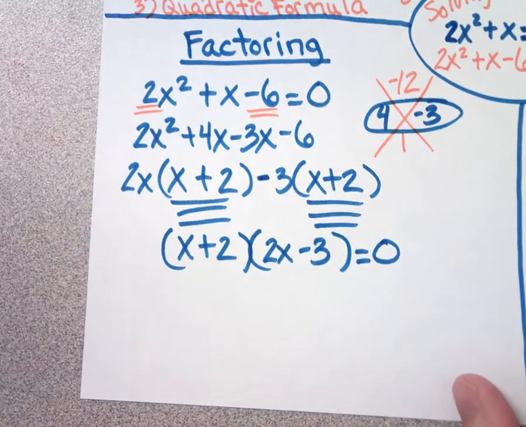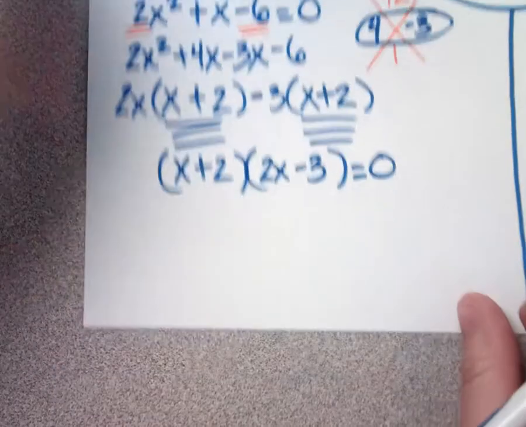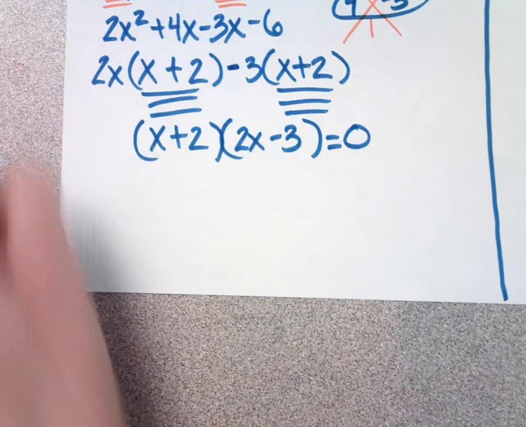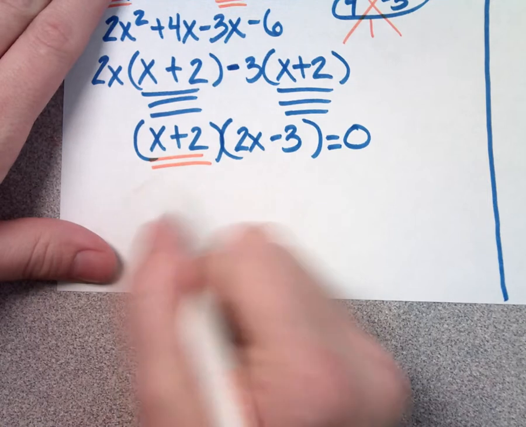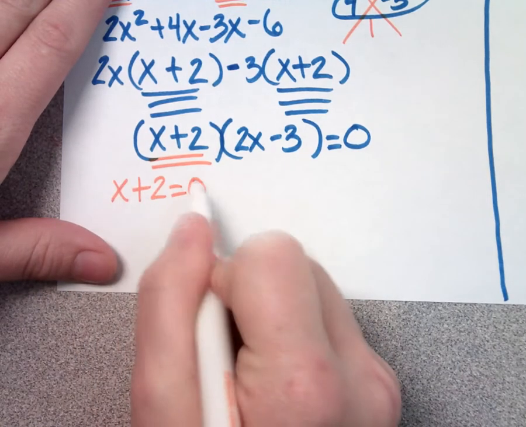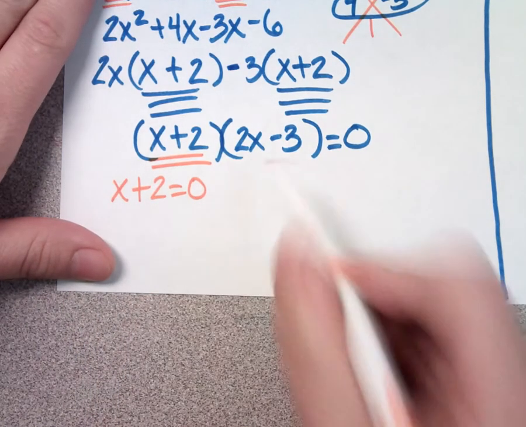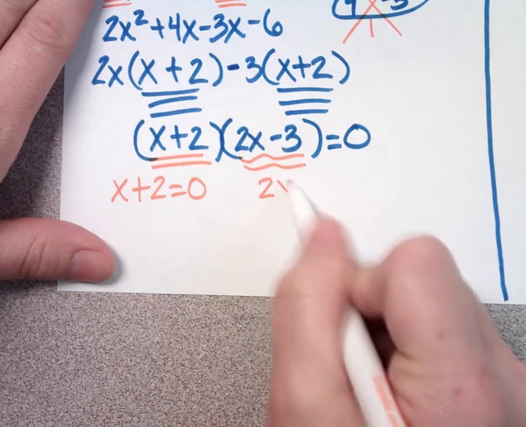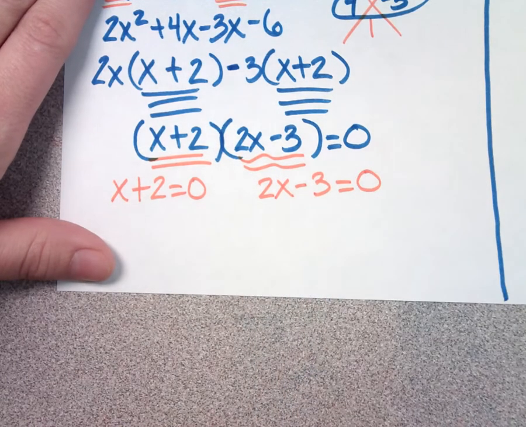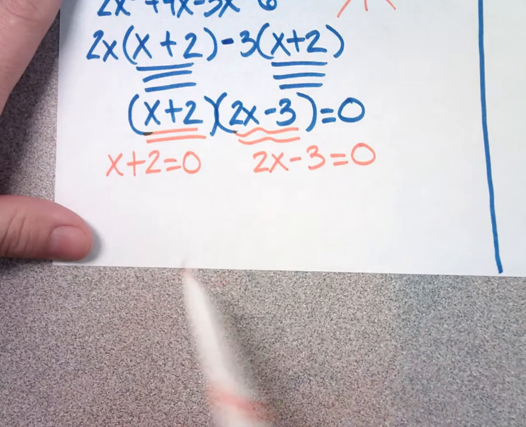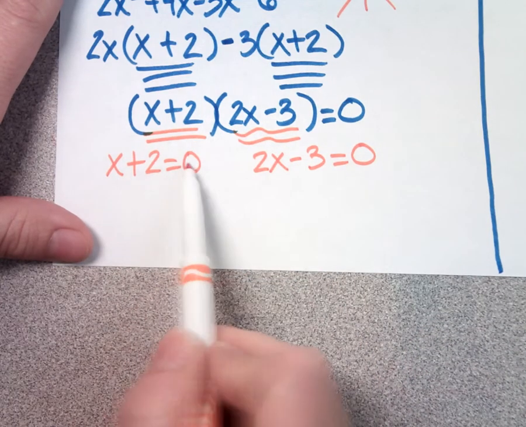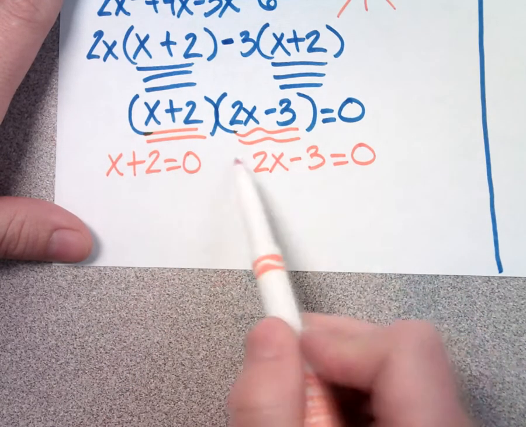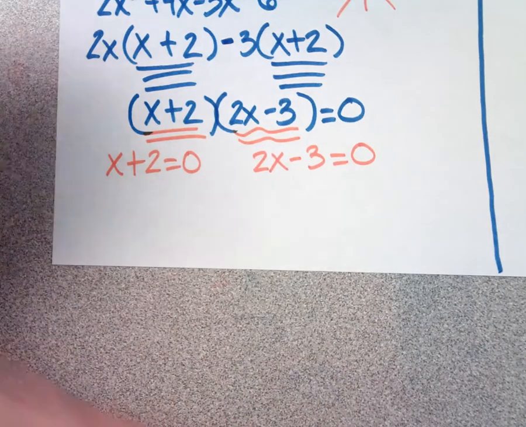And now that I'm done factoring, I'm ready to solve it. So, when I go to solve, I want to know what do you get if you set x plus 2 equal to 0. And I want to know what do you get if you set 2x minus 3 equal to 0. So once I have the problem factored, I set this factor equal to 0, I set this factor equal to 0, and then I solve these 2 equations.